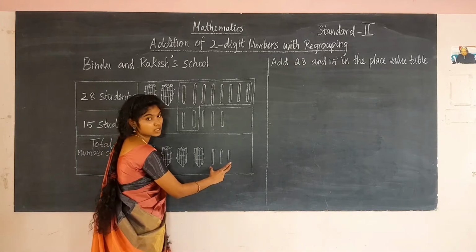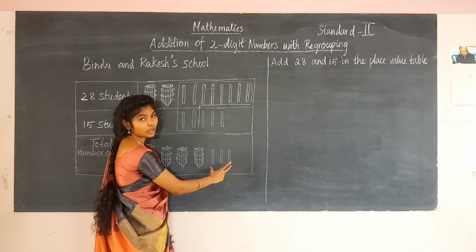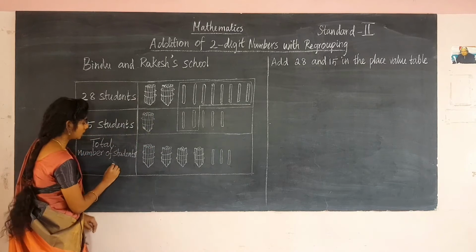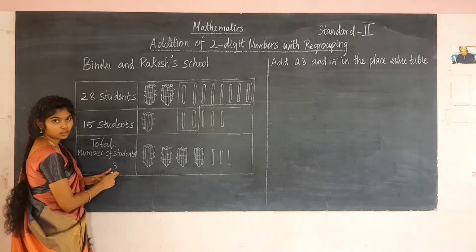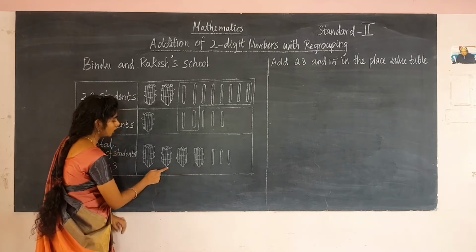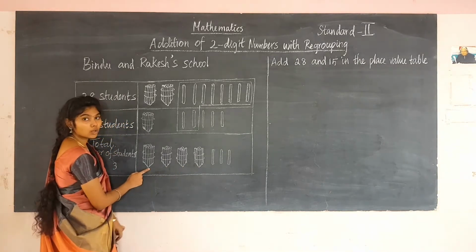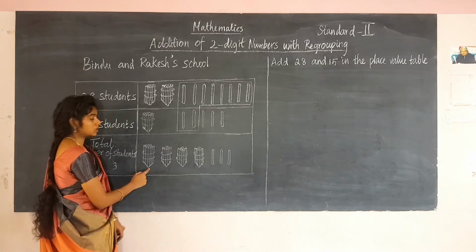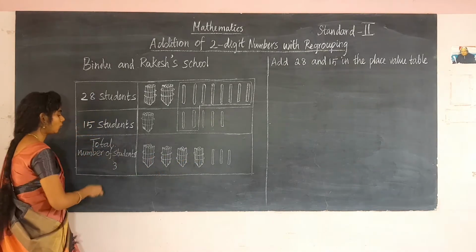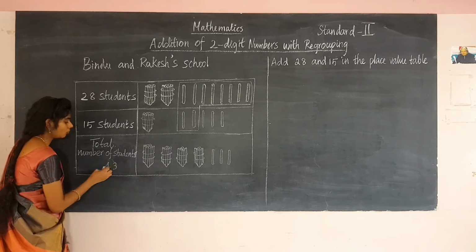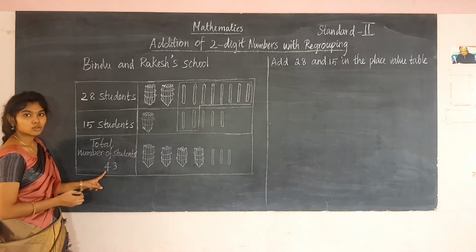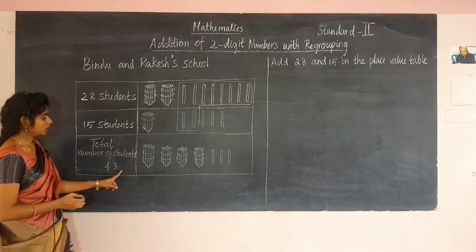So these 3 sticks are 3 ones. So in the ones place we will write 3. First you have to write 3 in the ones place. Then how many bundles are there? 1, 2, 3, 4. Bundles means you have to say tens. There are 4 tens. 1, 2, 3, 4. So 4 tens, so we write 4 in the tens place. So 3 in the ones place, 4 in the tens place. So what's the answer? 43 is the answer.